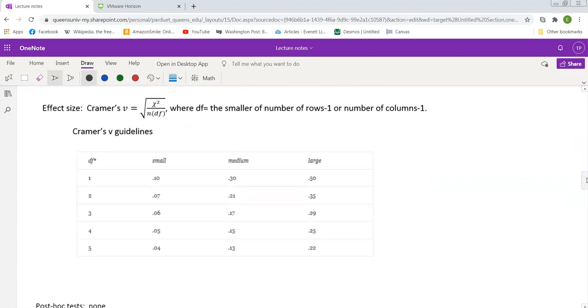And looking at the guidelines, and as always, these are really rough guidelines, and you really should pay more attention to the context of the study. Look at similar studies to see what the effect sizes were for them. But looking at the guidelines is a little more complicated than it sometimes is. The guidelines depend on what your degrees of freedom are. We said we've got 1 degree of freedom. That means these are our guidelines. So our Cramer's V of 0.135 is on the small side.